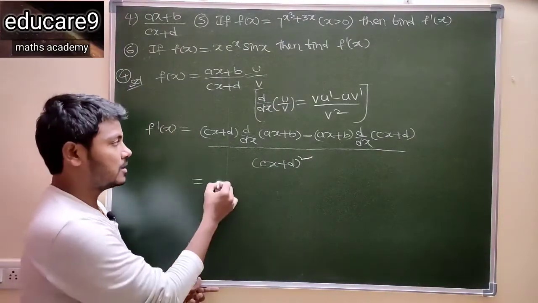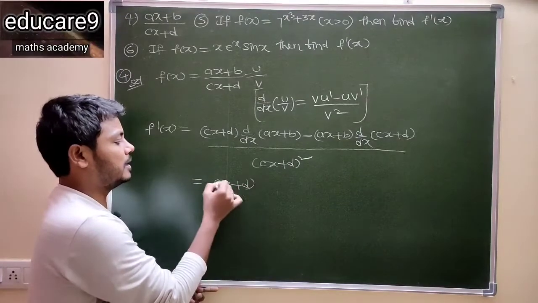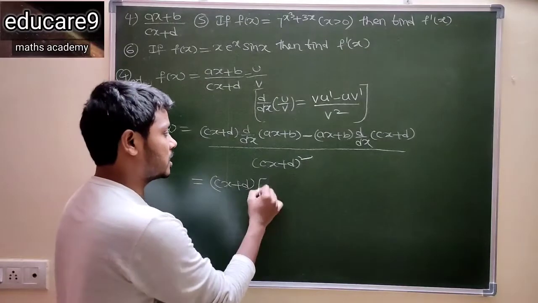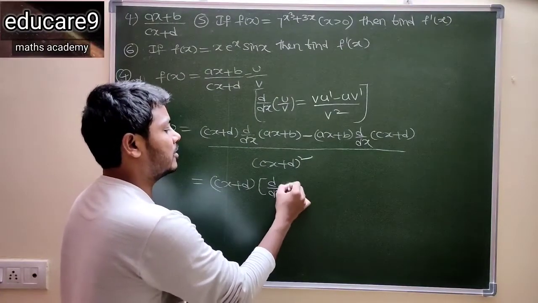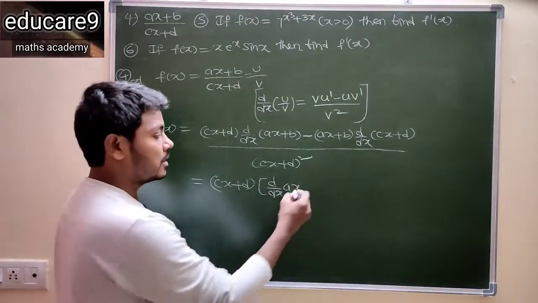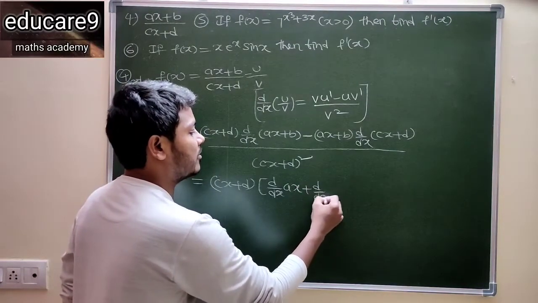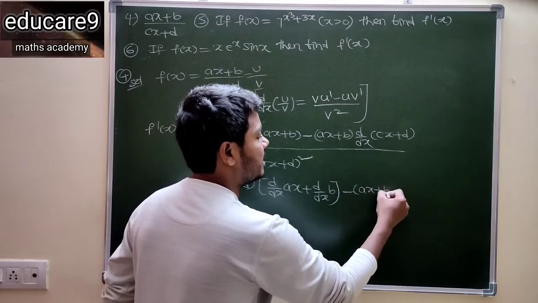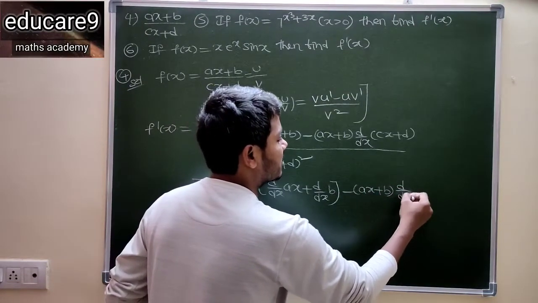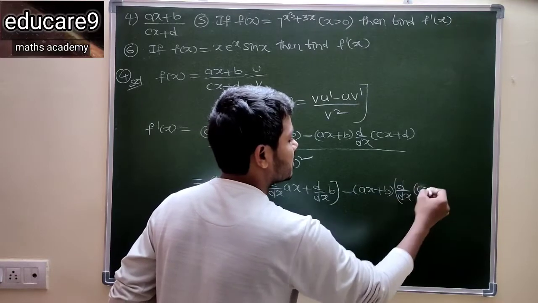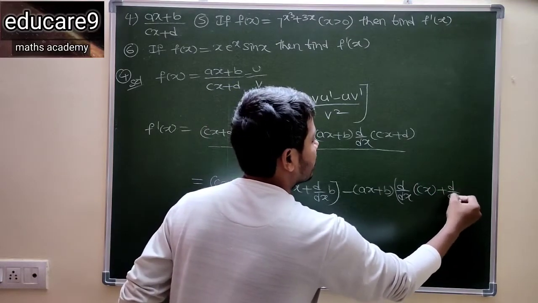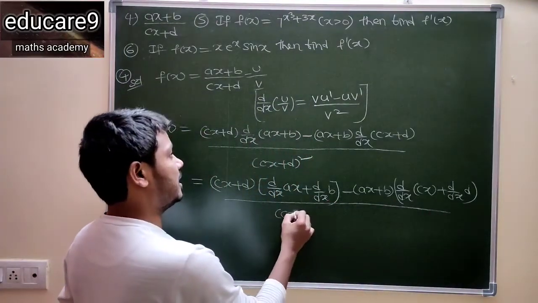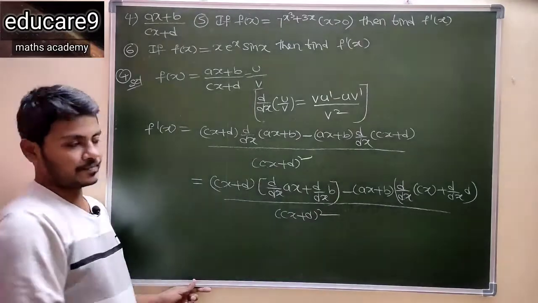Now this is cx plus d into the derivative of ax plus b. So first d by dx of ax, next d by dx of b, minus ax plus b into d by dx of what? cx plus d, d by dx of cx plus d, divided by cx plus d whole square.